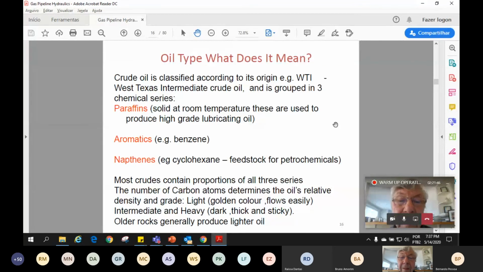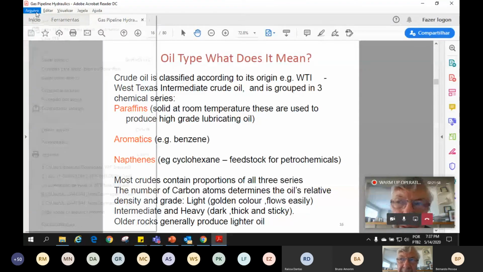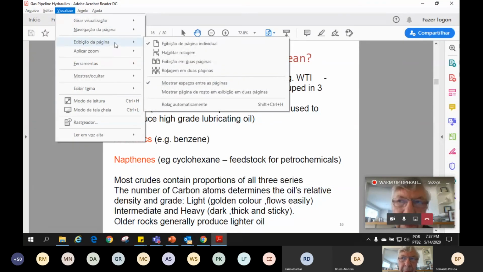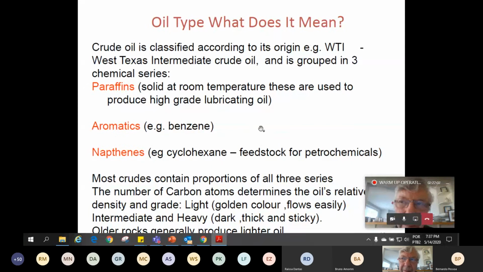So slide 16 is entitled "What oil types?" What does it mean? Within crude oil, we generally classify it according to where it comes from. It could be West Texas Intermediate, it could be from Campos Basin, it could be from the Nigerian coastline, where we call it Bonny Light, or it could be from the North Sea, in which case it's referred to as Brent. And the product from the Middle East is usually Dubai.